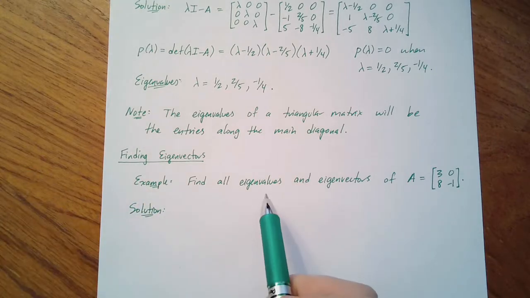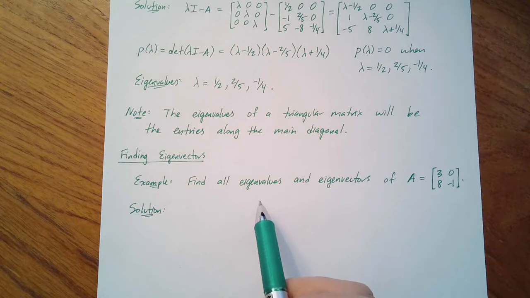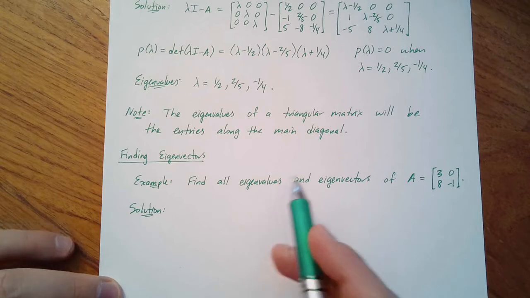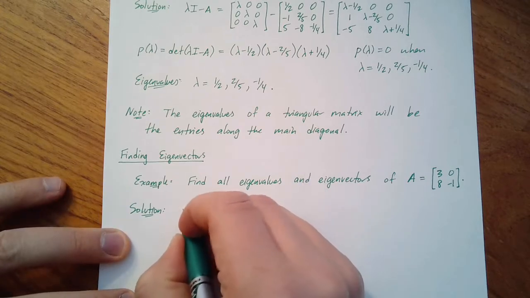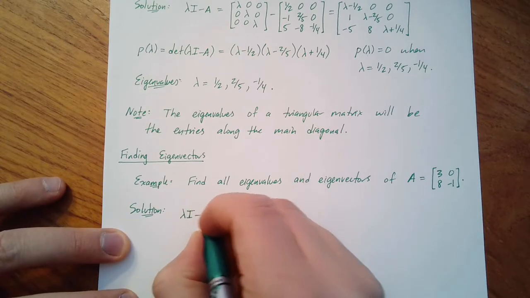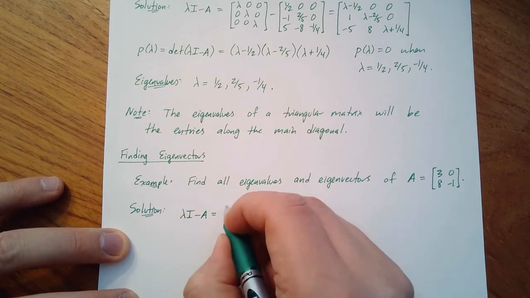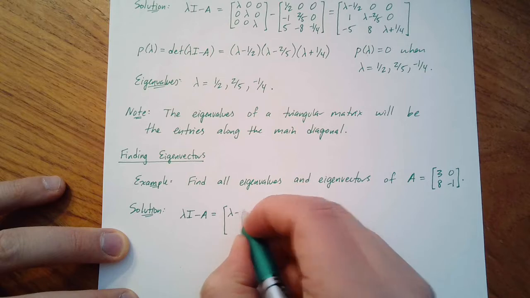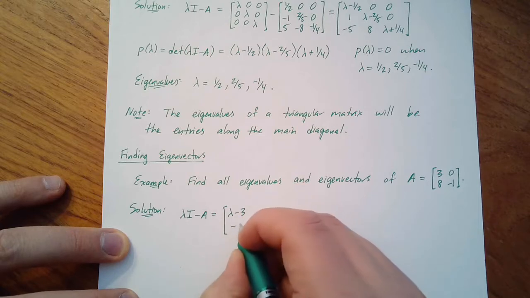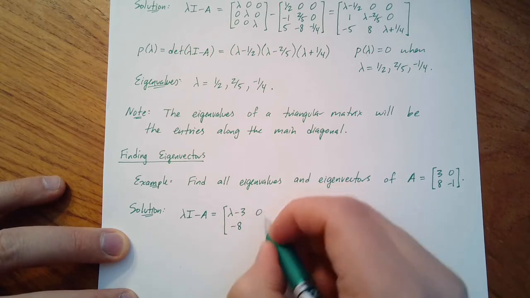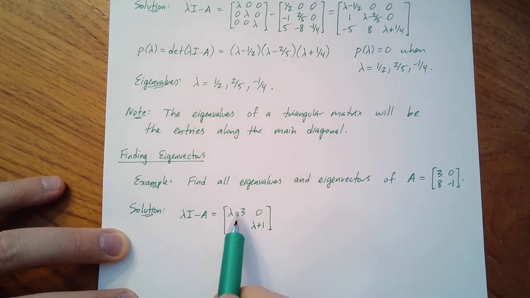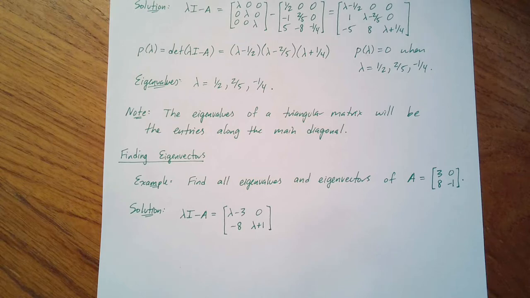If we were going to start by finding the eigenvalues, the first thing we would compute is lambda I minus A, which we have already computed. So I'm just going to remind you what that was. Scroll back in your notes to the previous page or so earlier in this section, and you'll be reminded that lambda I minus A in this case was given by this 2 by 2 matrix: lambda minus 3, 0, negative 8, lambda plus 1. That's our lambda I minus A.